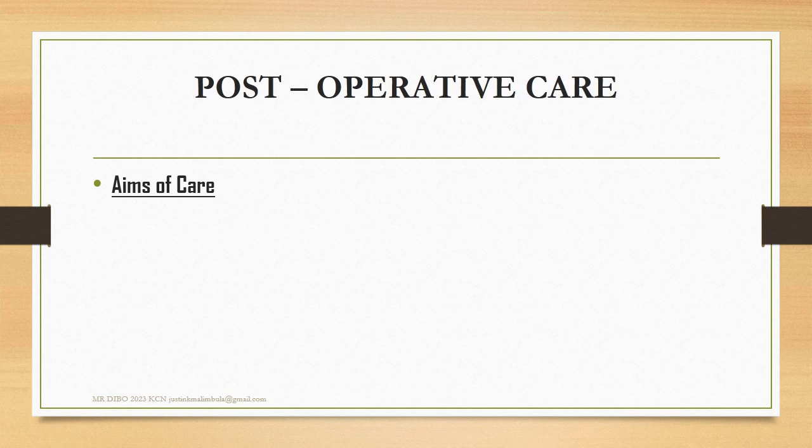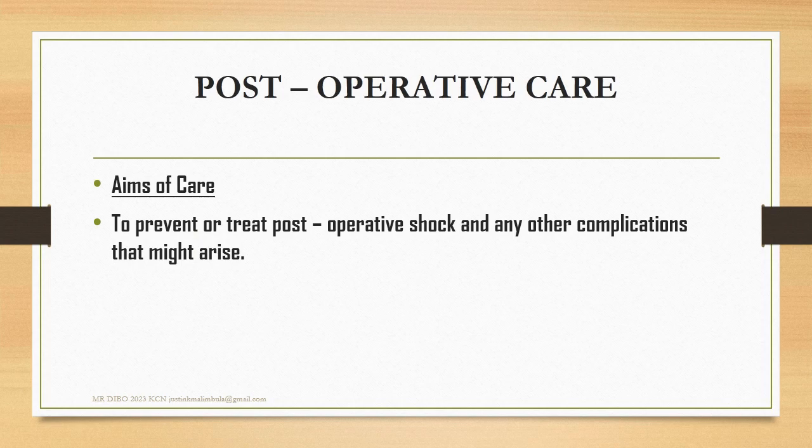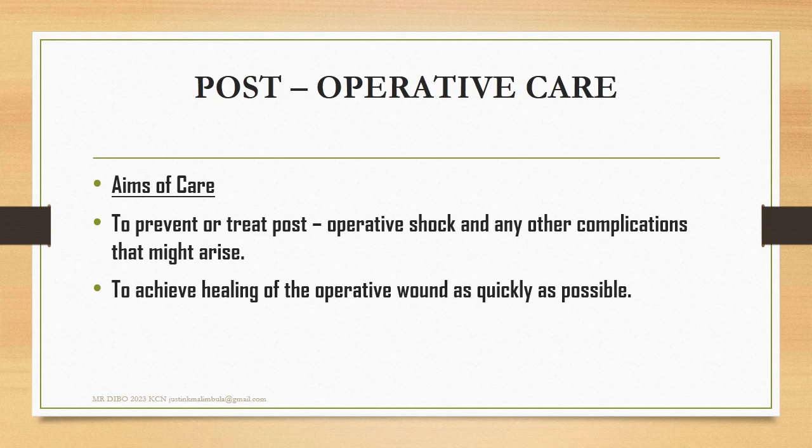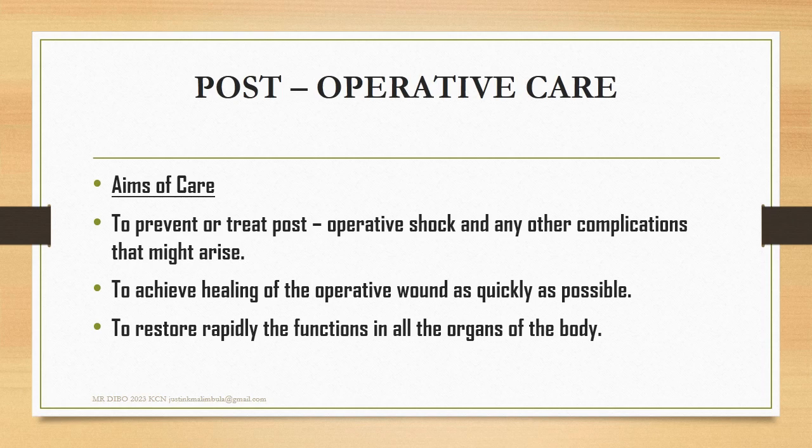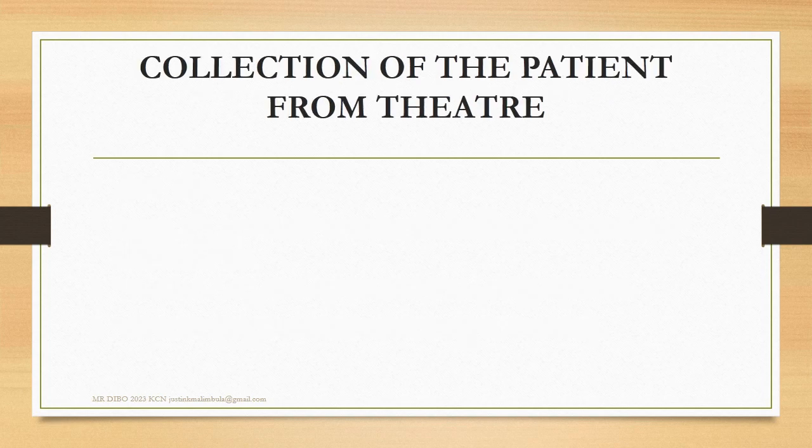Some of the aims you need to consider are the following. Number 1, to prevent or treat post-operative shock and other complications that might arise after surgery. Then to achieve the healing of a post-operative wound as quickly as possible, as well as to restore rapidly the functions of all organs of the body. There are a lot of aims, but these are some you can consider under the post-op management. From the aims, you move to collection of the patient from theatre.